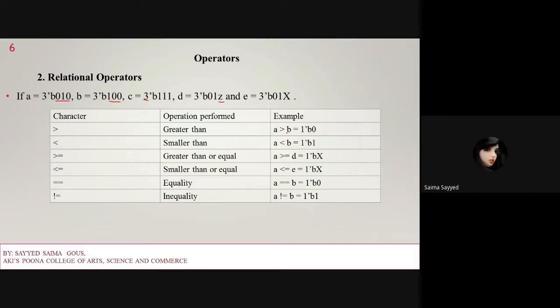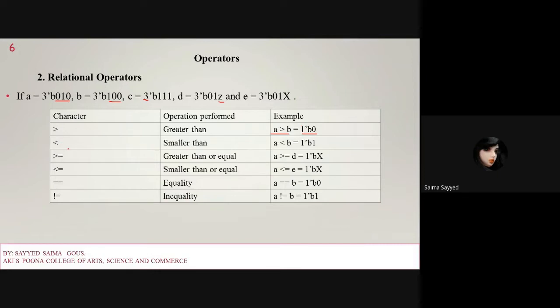Is A greater than B is used for comparison. So compare A with B. Here A is 010 and B is 100. Is A greater than B? No, so this will give you 0. Zero means false. So it gives the value as a 1-bit binary number 0.